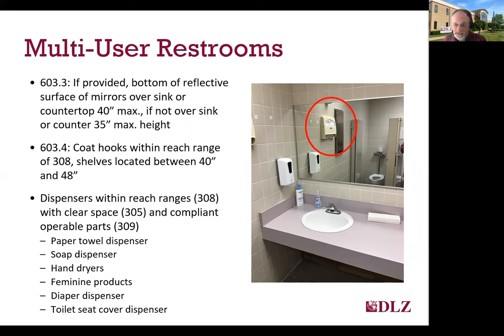But at least one of each type of dispenser or amenity in the room must be within reach ranges and provide a compliant clear space and have compliant operable parts. So things like paper towel dispensers are oftentimes quite high and located such that they're protruding objects. And so are hand dryers, quite oftentimes protruding objects. You can see in the photograph here in the mirror, the toilet seat cover dispenser is way too high and well above the 48-inch maximum height. And we talked a little bit earlier about the feminine product dispensers that often don't have the compliant hardware. Those are also quite oftentimes protruding objects.